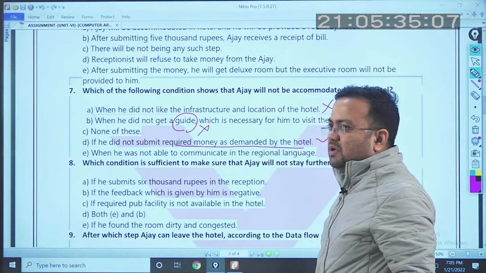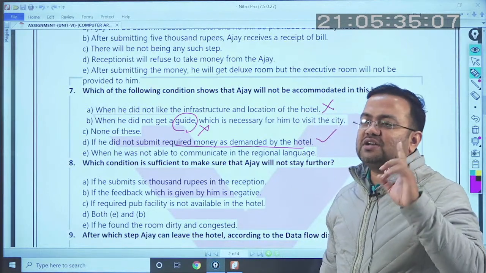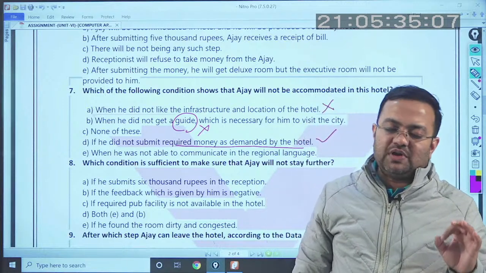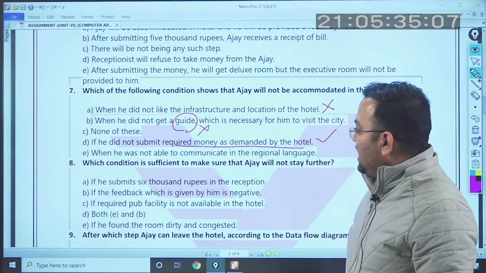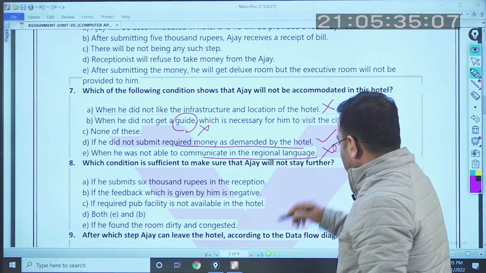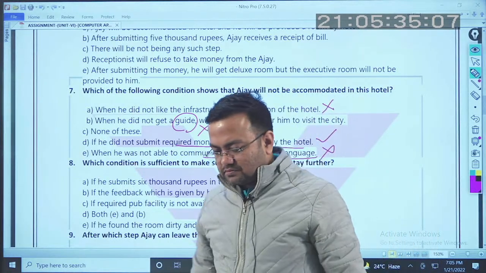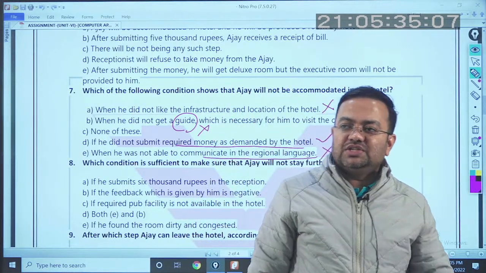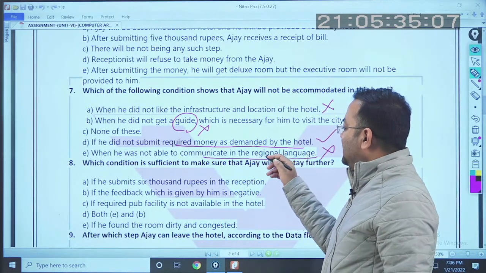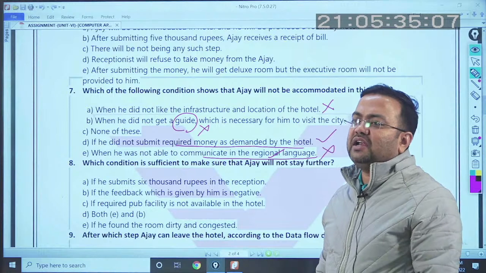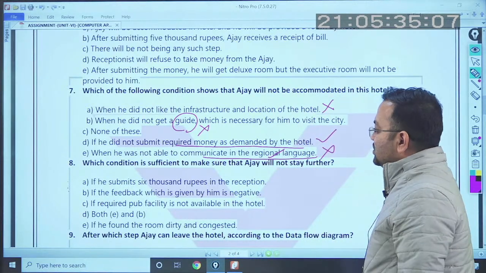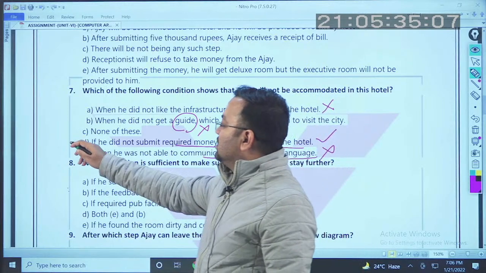This is the correct one, because in the DFD, in the first step it is given that if Ajay wants to stay in the hotel, then he must pay 8,000 rupees. And option E, when he was not able to communicate in the regional language. So students, this is also not acceptable, because the term communicate in regional language is not defined in the data flow diagram. That's why we cannot go for this conclusion. So here the conclusion is option D.